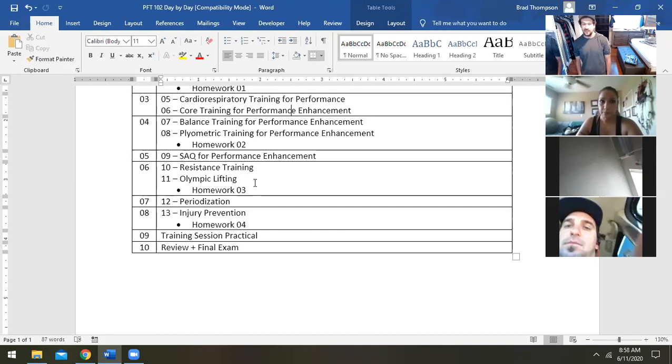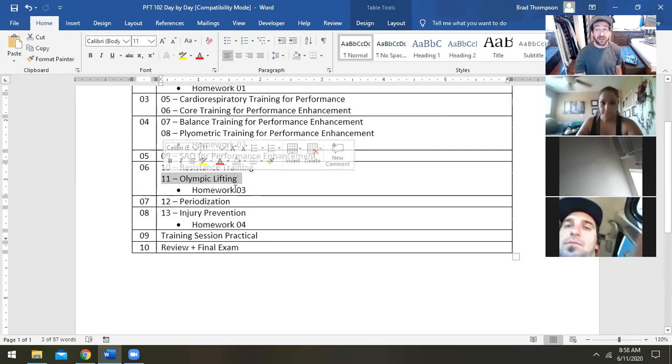And then we'll get into day 6, which is really fun. It's got resistance training like we've talked about in the past, nothing fancy there, but then we're also gonna tag on Olympic lifting. And a lot of times people will think of Olympic lifting and be like, oh, I'm gonna learn how to deadlift and barbell squat. And surprisingly, that's not part of Olympic lifting.